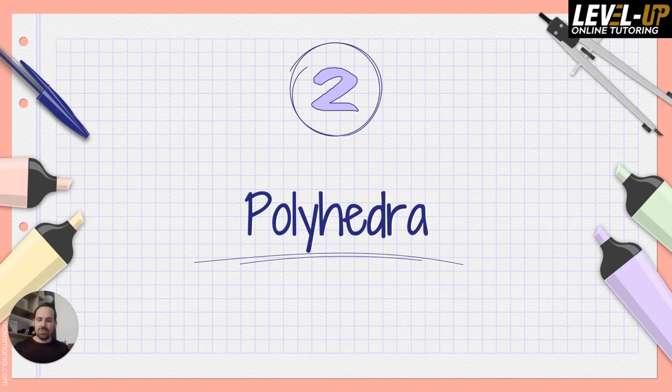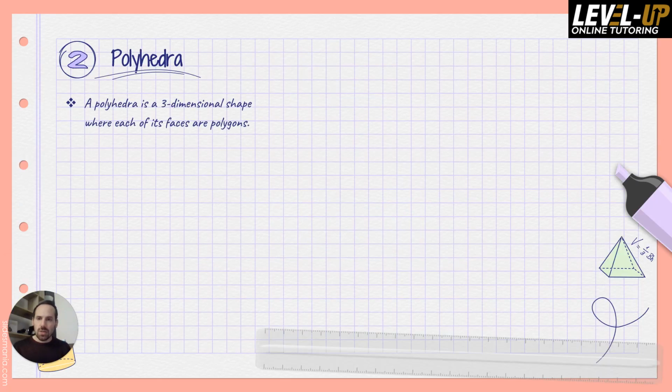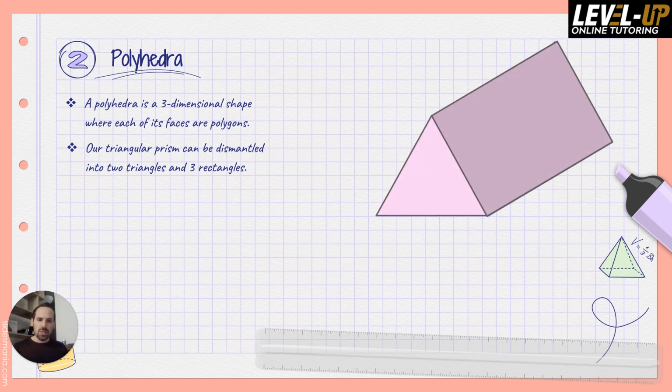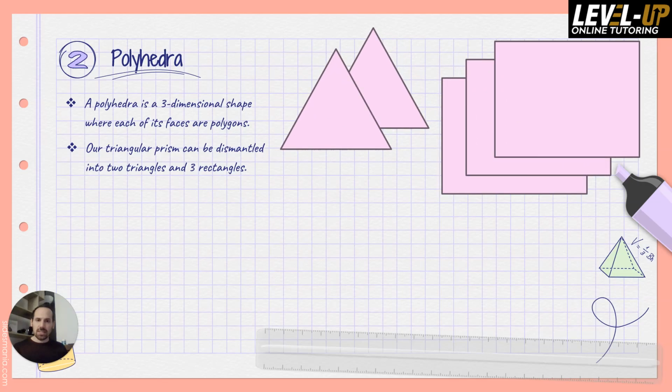So now let's look at polyhedra and how that differs. A polyhedron is a three-dimensional shape where each of its faces are polygons. Our triangular prism could be dismantled into two triangles and three rectangles. So we'd take our triangular prism we have here. If I imagine dismantling it like this, there's the two triangular faces on each side and then the three rectangles going round. So you see, all prisms are polyhedra because you're going to have two polygons at each side and then a series of rectangles going around, which themselves are polygons. But not all polyhedra are prisms.